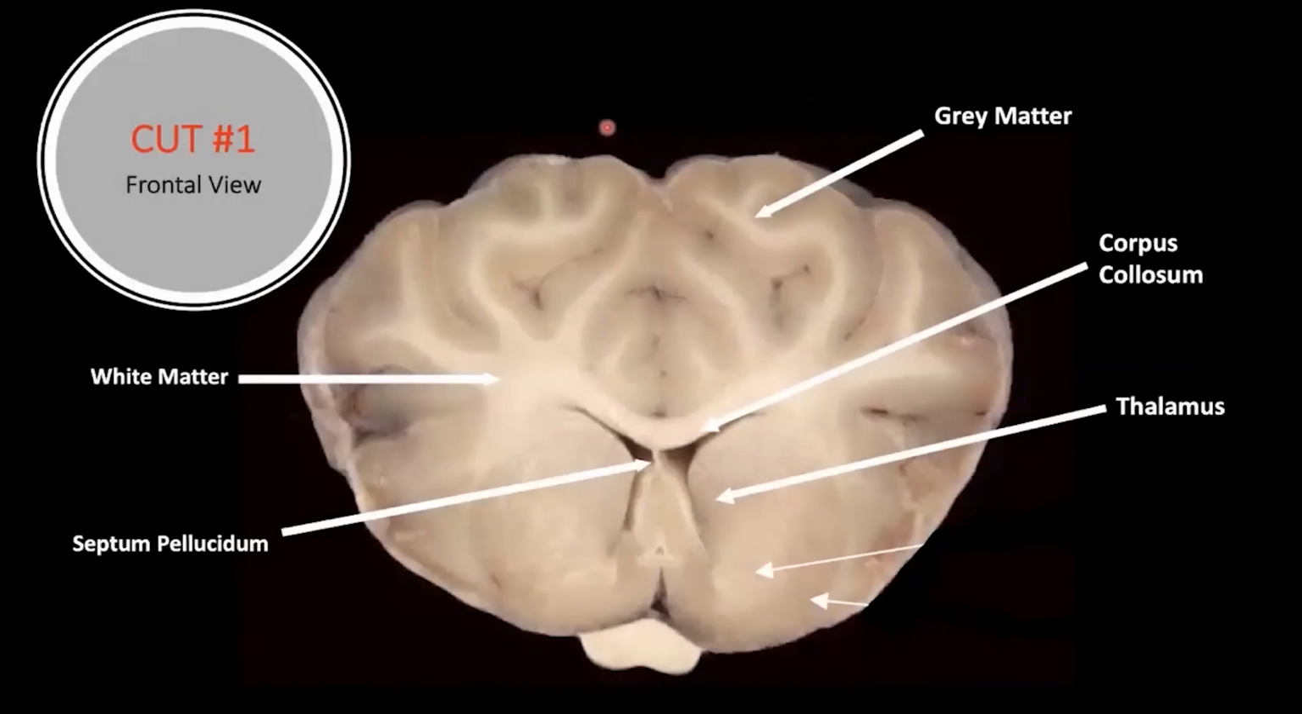Here we have the first cut, and notable structures here are the gray matter and the white matter. Again, the arbor vitae of the cerebellum is composed of the white matter, that tree-like structure. Here we have the thalamus, so repeated structures that you're looking at again and again, the corpus callosum, and the septum, or the septum on your nose, that separates the ventricular system.